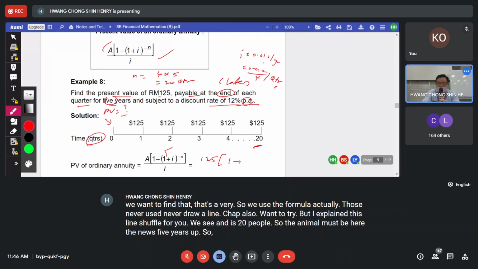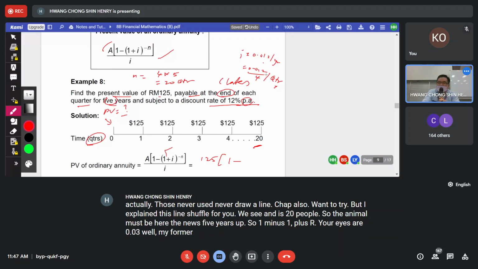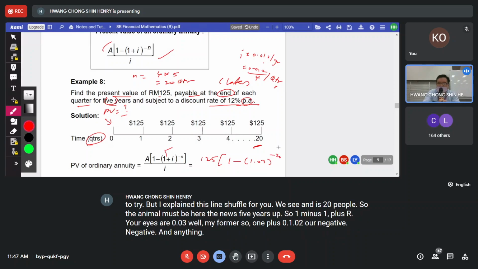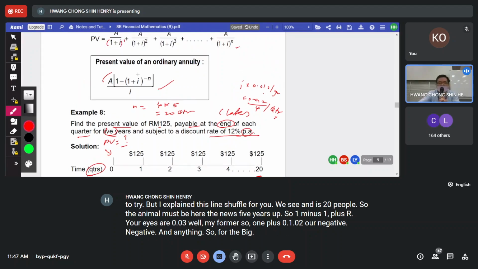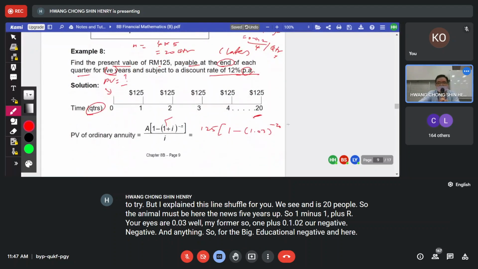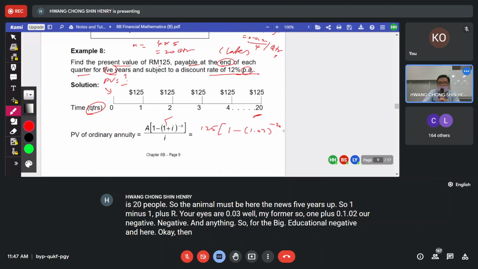So 1 minus 1 plus I, your I is what? 0.03, right? Divided by 4. So 1 plus 0.03 is 1.03, power of negative n, and n is 20. So for late annuities, finding present value, there's a power negative n here. Okay, then you divide by what? What's the I? 0.03. What's the answer?